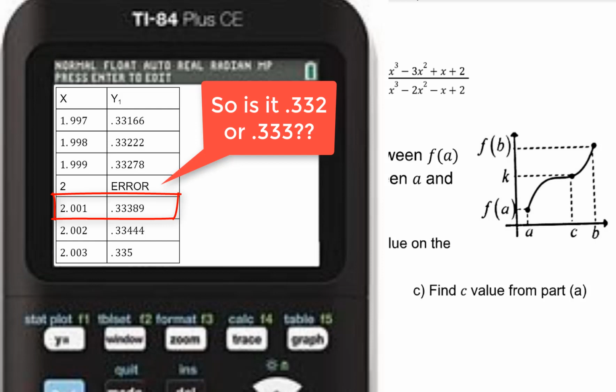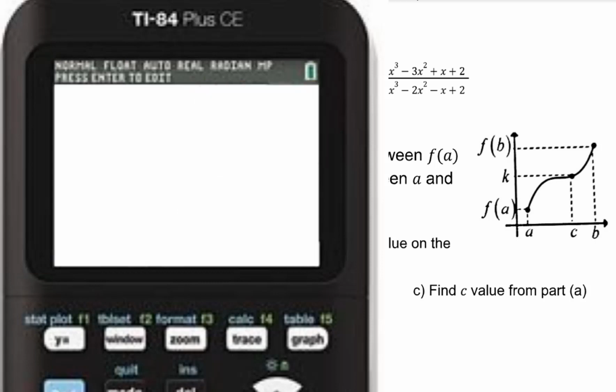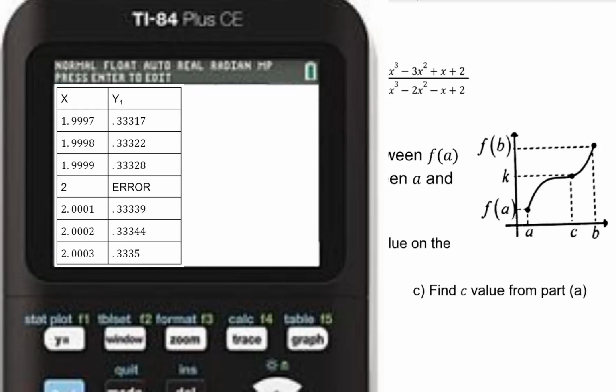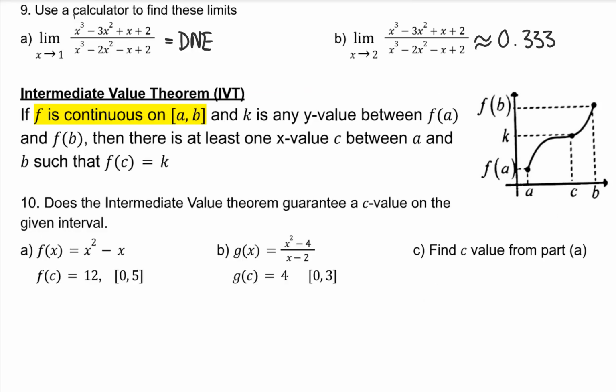0.33389. Let's adjust our table setup one more time and change the change in the table to 0.0001 to get a little bit more precise. All right, when we do that, we round to 3 decimal places, since that's what we do for AP Cal. We're going to round that to 0.333.